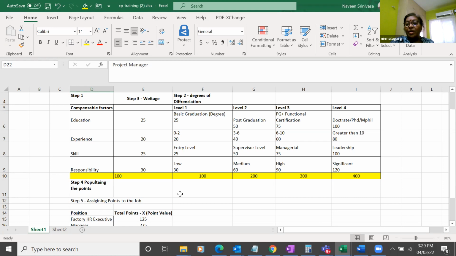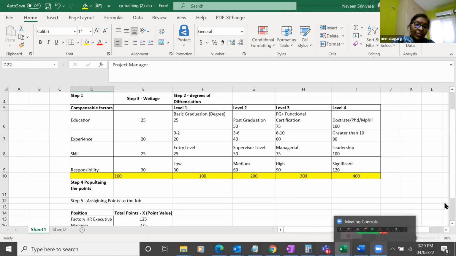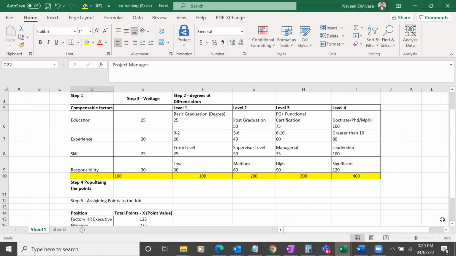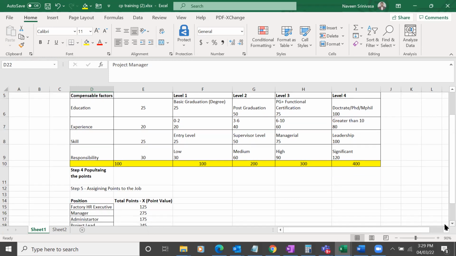If you have any doubts, let me know. Otherwise, you can see that we have filled up all the points for level 1, got it, level 2, understood, level 3, understood, level 4, understood. Then next, step 5 is doing job evaluation and assigning points to the jobs. You'll have to scroll down.